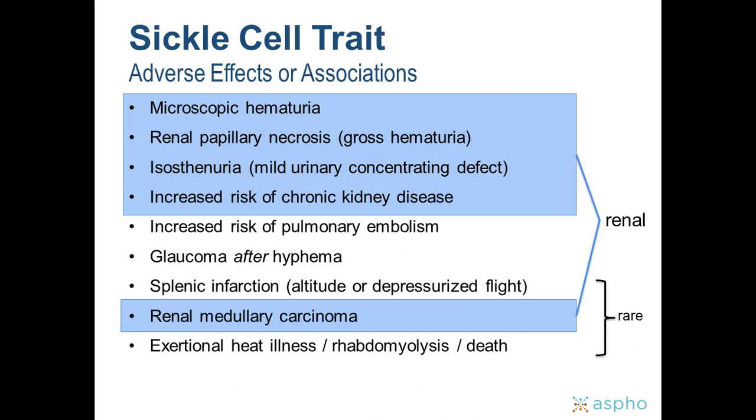Sickle cell trait, one slide. You look at all these things that can happen with sickle cell trait. You think it's a horrible thing, but millions and millions and millions of people in the world have it and have had it over the centuries. It mainly causes some renal adverse events, such as microscopic hematuria, mild concentrating defect, that sort of thing. Some weird things like glaucoma after hyphema.